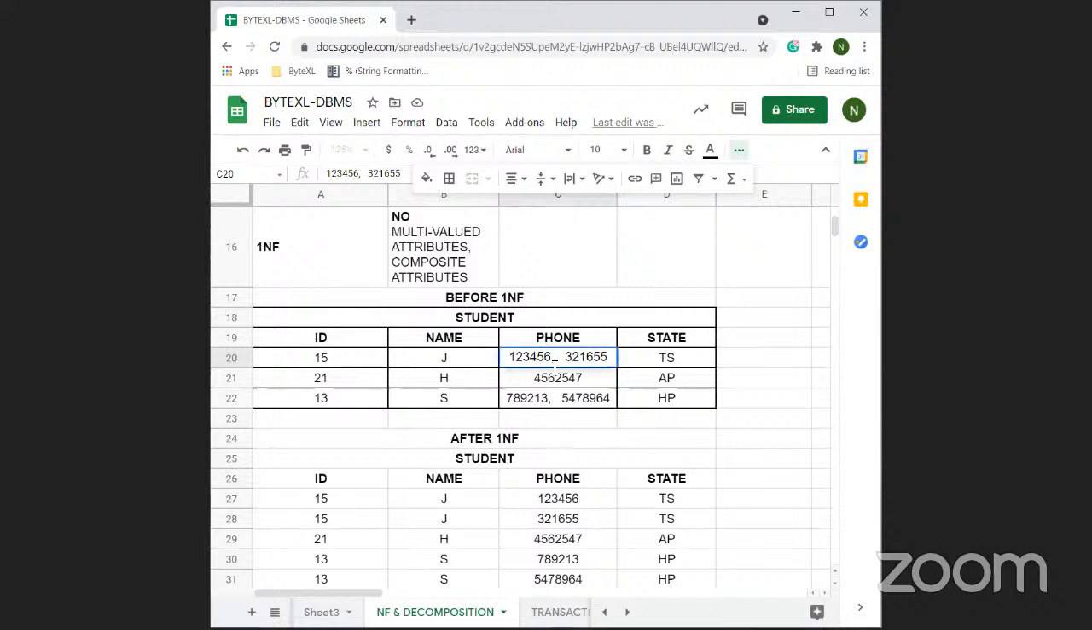That means the more details we have in one place, the more chances to get errors. Because whatever data I want to update, I have to go there only. This is not allowed. What is this called? It is called multi-valued attributes. In a single attribute, phone number, the column name is the attribute, we have multiple values. This is not acceptable, or simply it is also called composite attributes.